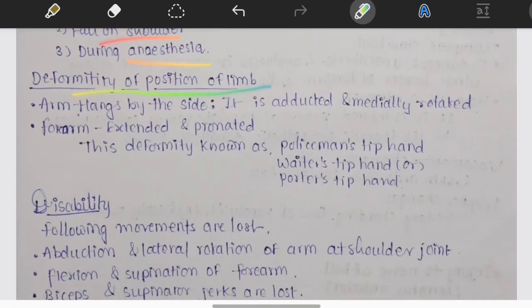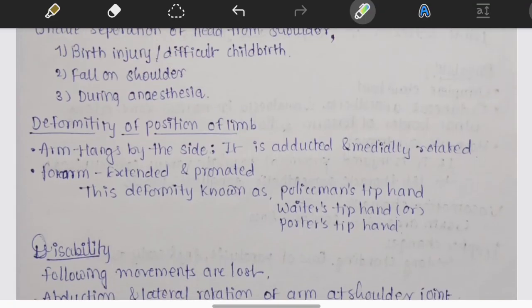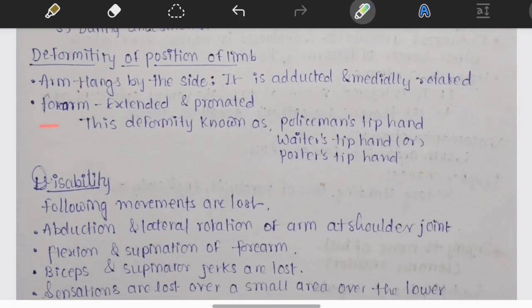Deformity of the position of the limb. It causes deformity in the position of the limb, where the arm hangs by the side and is adducted and medially rotated. So it's like the tip hand of a policeman, also called waiter's stiff hand or porter's stiff hand, where the forearm is extended and pronated. You can extend your arm and pronate it, and it forms the policeman's stiff hand.